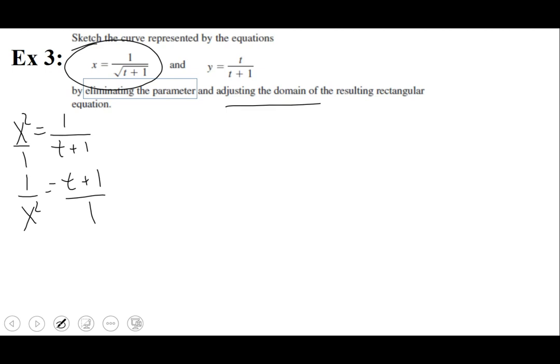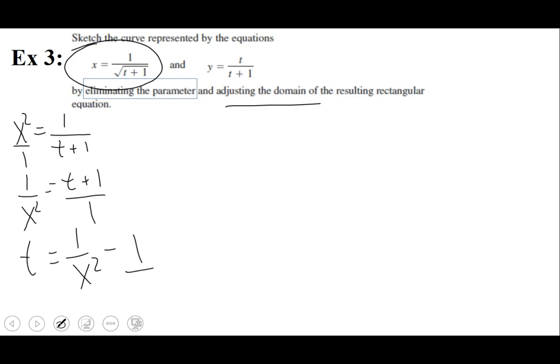And again, the reason why I would want to do that is because I'm trying to solve for t equals. So t plus 1 over 1, the 1 on the bottom is negligible. If I now solve for t, I'm going to get t equals 1 over x squared minus 1. So that is the first step here. I want to solve for t equals.